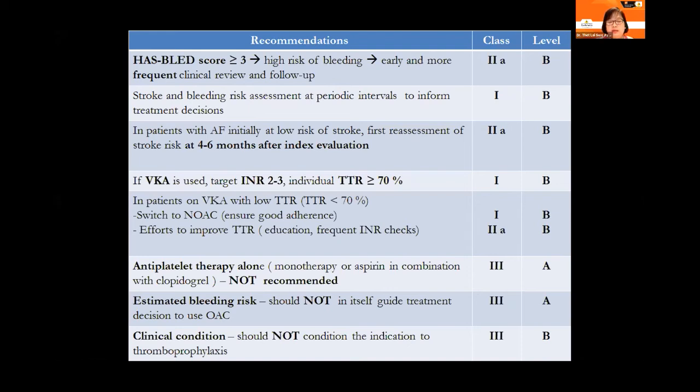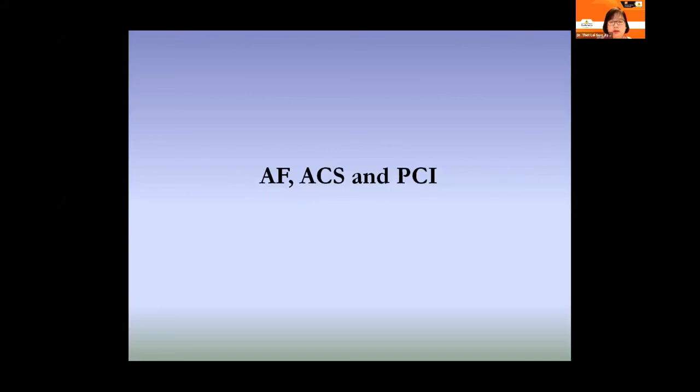So when we assess the bleeding risk is high, is it a contraindication to the anticoagulation? So estimated bleeding risk should not in itself guide the treatment decision to use the oral anticoagulant. So clinical condition of the patient should not condition the indication of the thromboprophylaxis as well. These are the class 3, so this should be avoided.